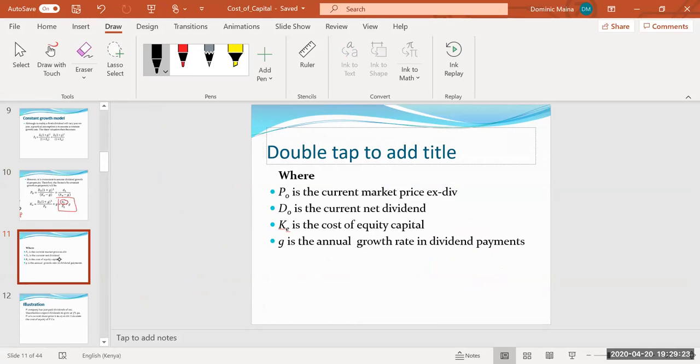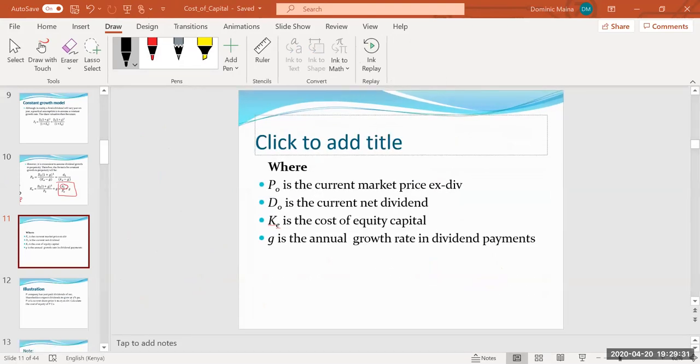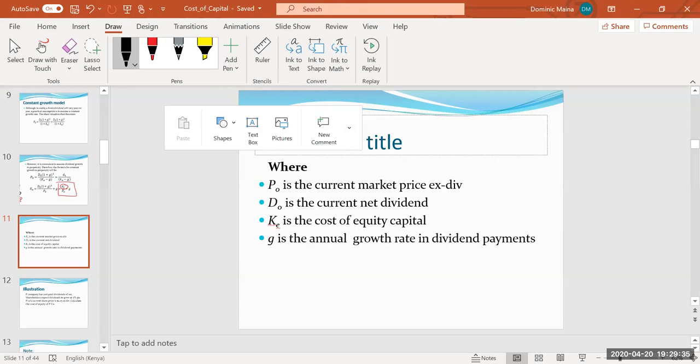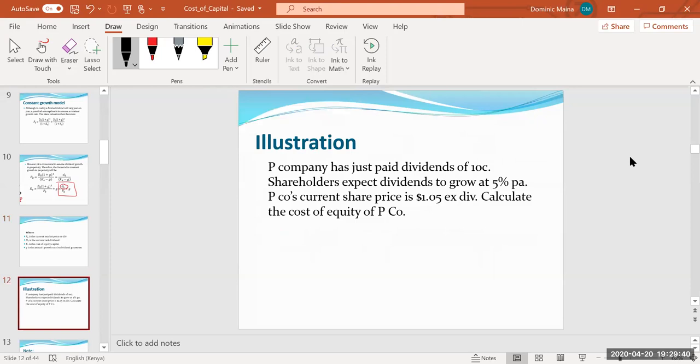Then you can attempt a question. Now I want us to apply the formula that we have just learned. So this is a question, but I want to tweak it, and this can therefore come cum dividend. Just a slight tweak. So go through it and then we attempt together.